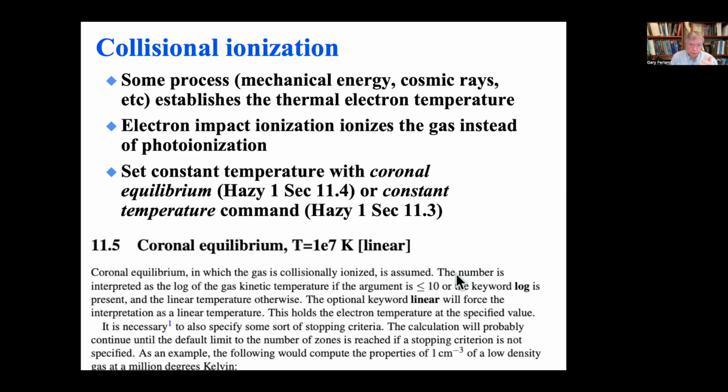And so there's two commands to do it. The coronal equilibrium command sounds better. It's meant to do outer reaches of the sun, and that's where this physics was first developed in the 1960s. The constant temperature command is pretty much the same thing, but it forces the free electrons, the thermal electrons, to have a certain temperature. And so this is described here.